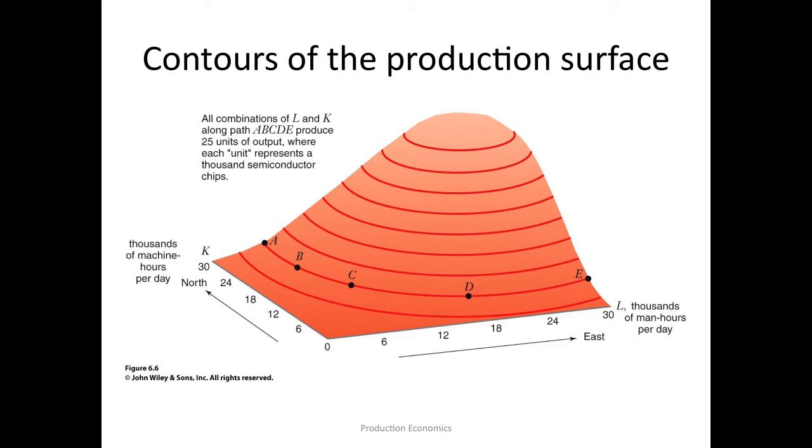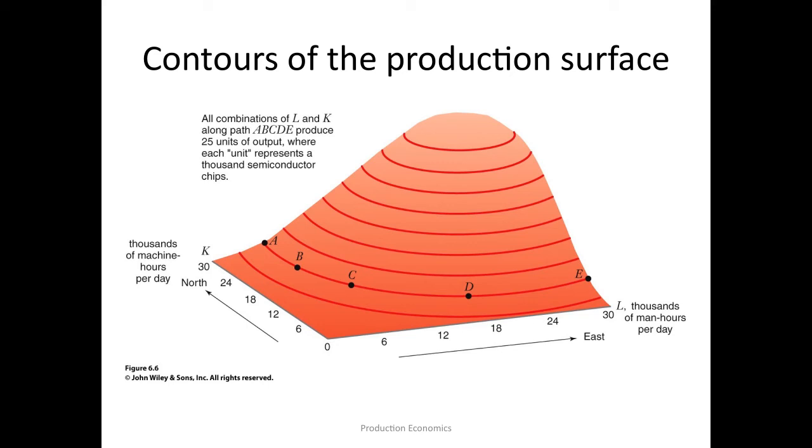Let's suppose that when we're using 18 units of capital and 6 units of labor, we're producing 25 units of output. If we wanted to hold our output constant at 25 units but reduce our amount of capital, how would we do that? Well, in this situation, the only way that could happen is if we use more labor. So if we wanted to keep output fixed at 25 units and reduce capital, we would move somewhere along the line that's denoted A, B, C, D, and E.